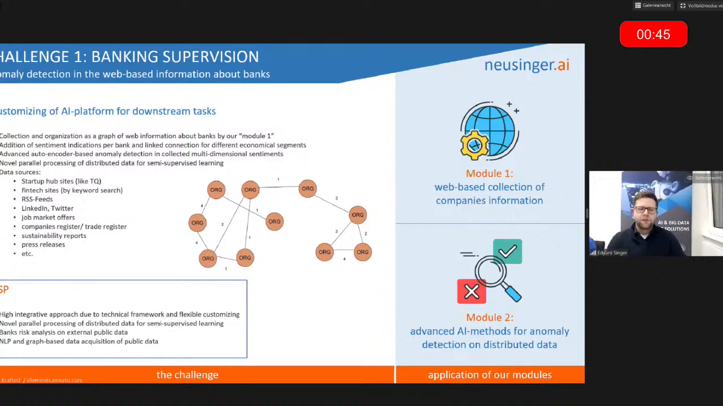After the collection of the most important master data and connections to other companies, a sentiment analysis in various economic areas is created for the bank itself and other organizations linked to it. For this purpose, various web portals and RSS feeds are tapped, and then module 2 comes into play and analyzes anomalies in the multidimensional sentiments across all connections to the bank to provide the corresponding warning message.